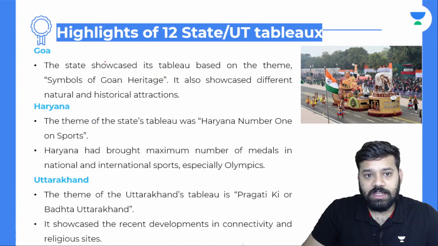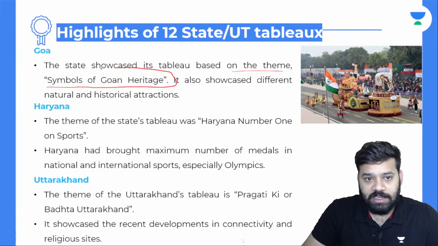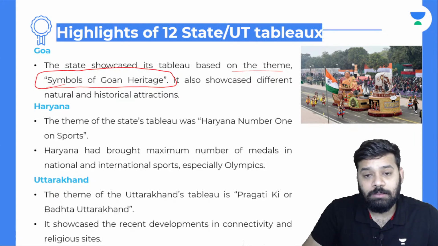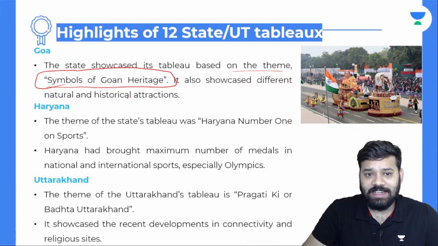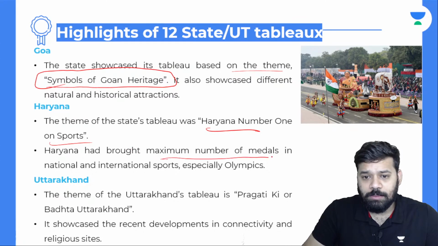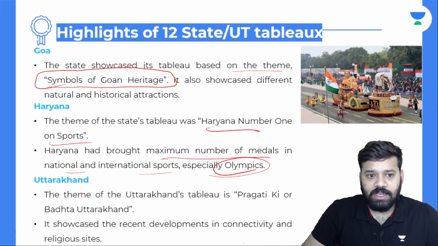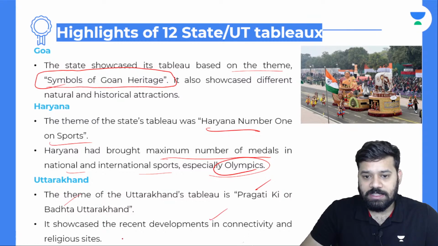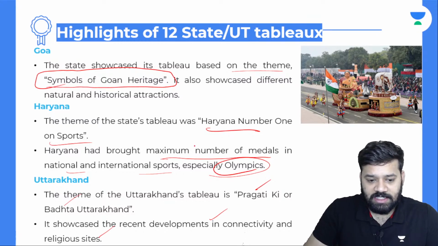Going forward about Goa, the state showcased its tableau based on the theme Symbols of Goan Heritage. So please remember the theme of Goa is Symbols of Goan Heritage. It also showcased different natural and historical attractions. And Haryana, the theme of the state's tableau was Haryana Number 1 in Sports. Haryana has brought the maximum number of medals in national and international sports, especially Olympics. And Uttarakhand, the theme of the Uttarakhand tableau is Pragati Ki Or Vartaman Uttarakhand. It showcased the recent developments in connectivity and religious sites.